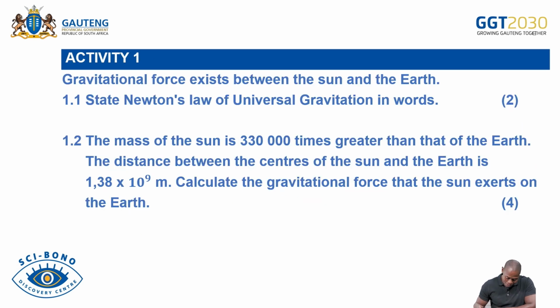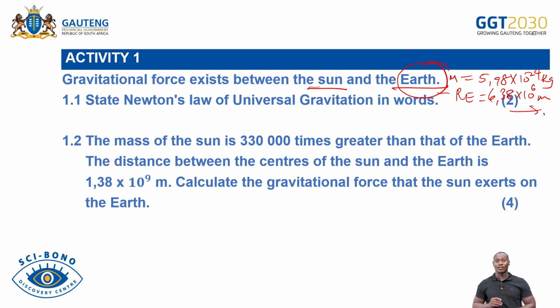Then this is another activity. Gravitational force exists between the sun and the earth. I'm giving the earth already. I know the mass from the data sheet, it's 5.98 times 10 to the power 24 kilograms. I know the radius of the earth; we'll check that from the data sheet. It's 6.38, if I'm not mistaken, times 10 to the power 6 meters. Already I know that, if one of the objects is the earth.